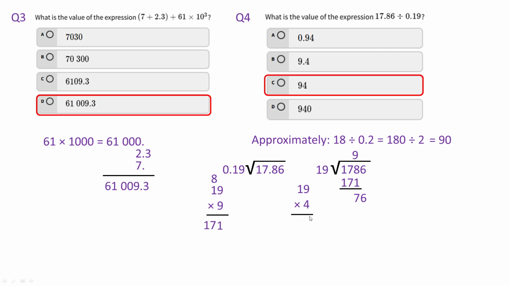So we go 9 times 4 is 36, so we put a 6 here, carry the 3. 4 times 1 is 4, plus the 3 is 7, so you see it goes in exactly 4 times. So my 4 goes up here, the 76 goes here, we subtract, we get a remainder of 0, so it goes in exactly. So 94 is the correct answer. So that's how you do the actual division if you don't want to just estimate.